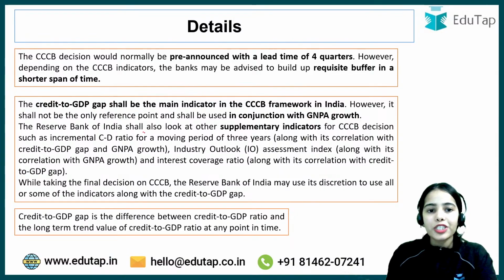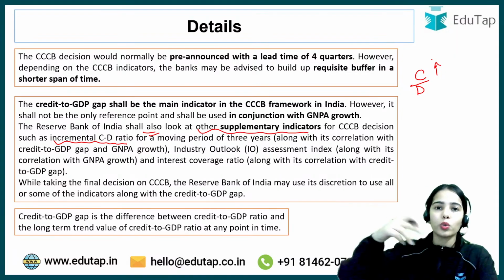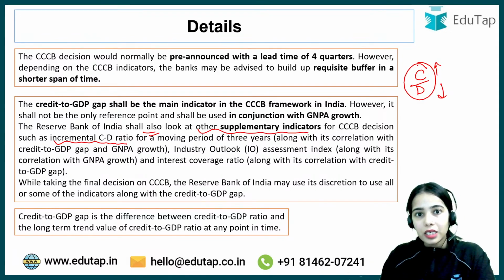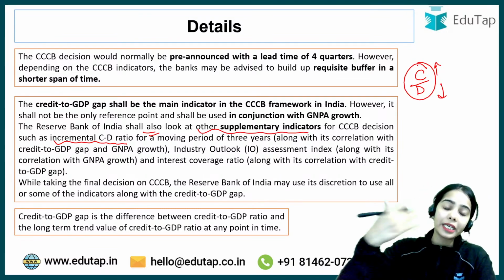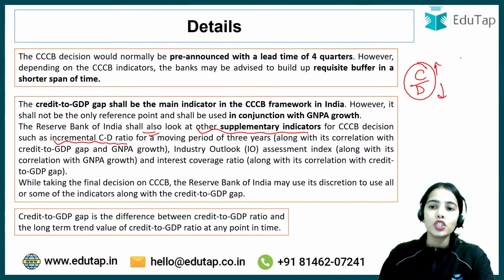The Reserve Bank of India shall also look at other supplementary indicators like the incremental credit to deposit ratio. Let's say the credit growth is way high while the deposit growth is way less. Then it shows that there is some problem coming. The banking system does not have enough money in comparison to what they are lending. They do not have many deposits, but they are lending more and more, just to earn more and more, just to have some profits. So this is problematic.